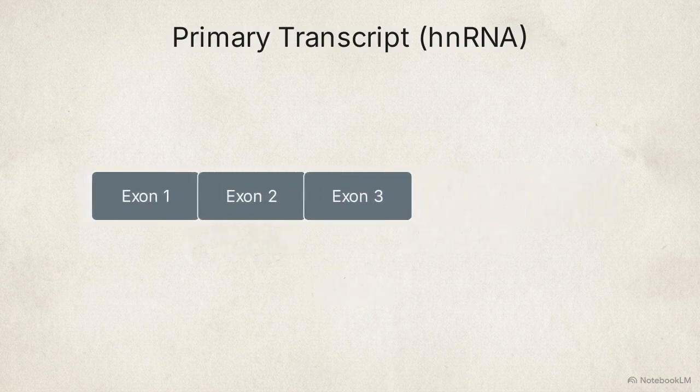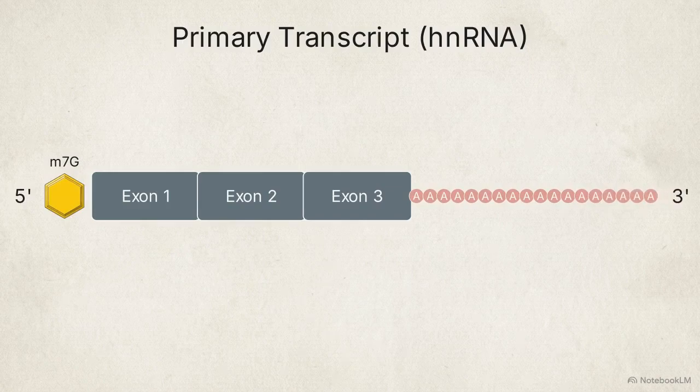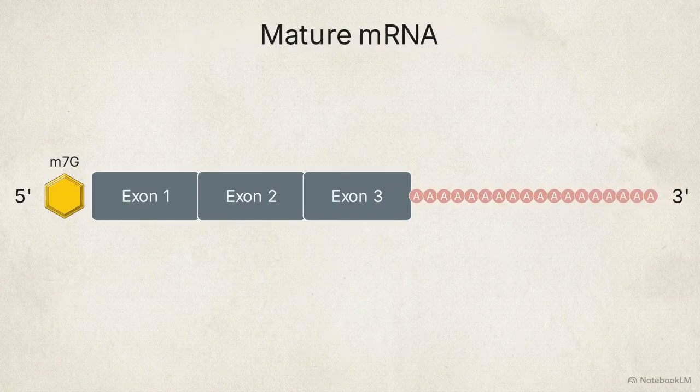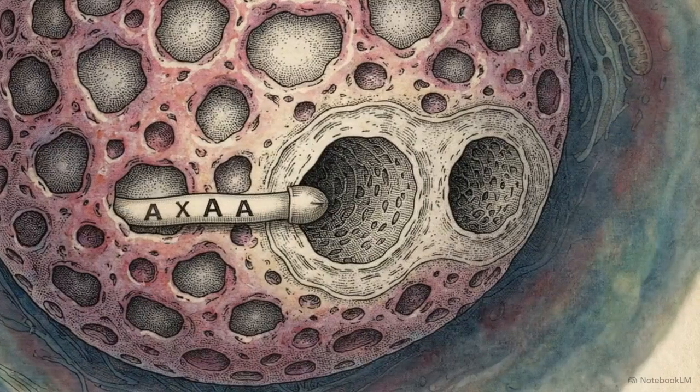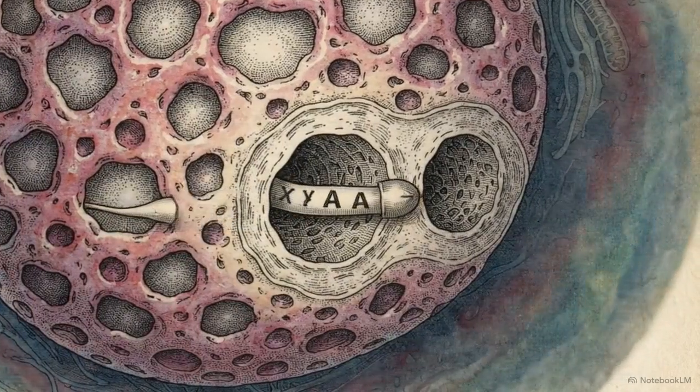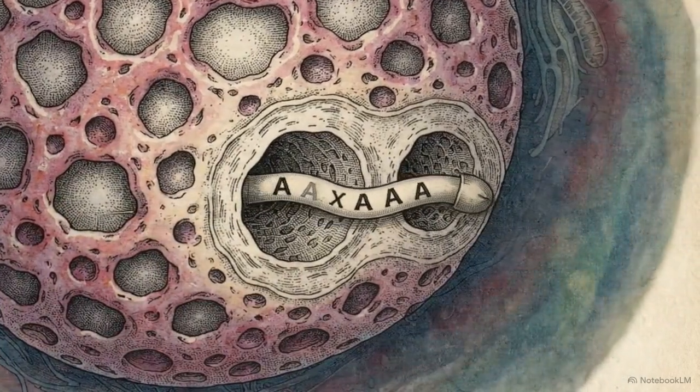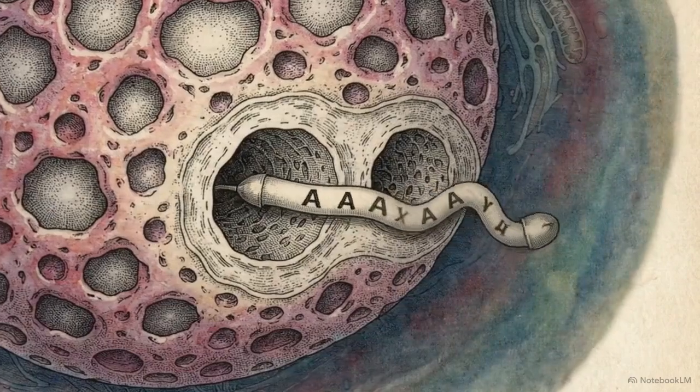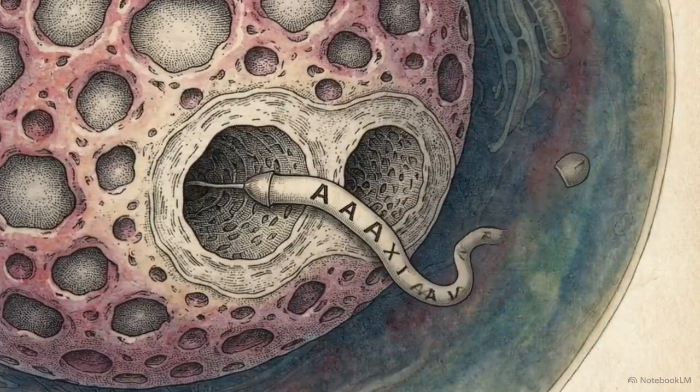The molecule then undergoes capping, where an unusual nucleotide, methylguanosine triphosphate, is added to the 5' end. Finally, tailing occurs. 200 to 300 adenylate residues are sequentially attached to the 3' end in a template-independent manner. Only after splicing, capping, and tailing is the molecule classified as mature messenger RNA, fully authorized to transport the genetic code out of the nucleus.